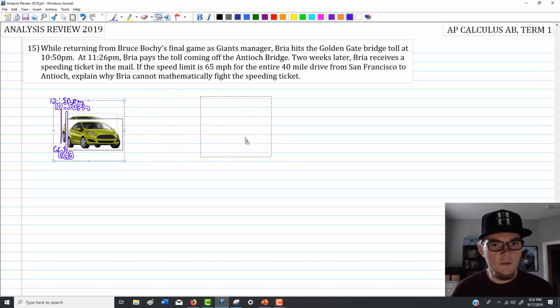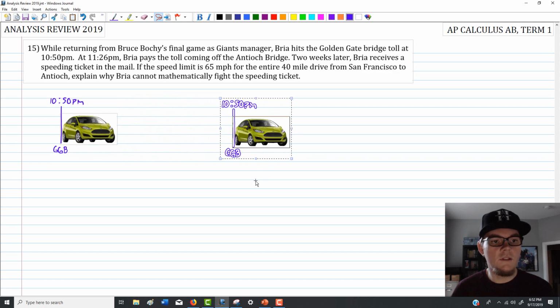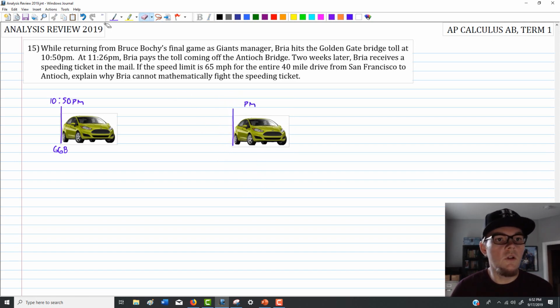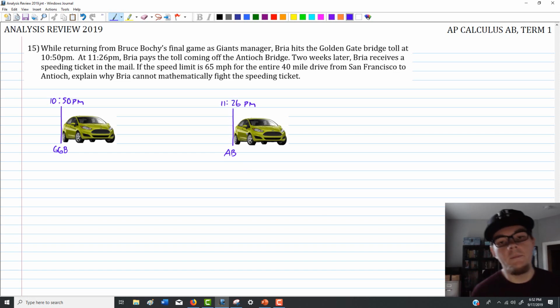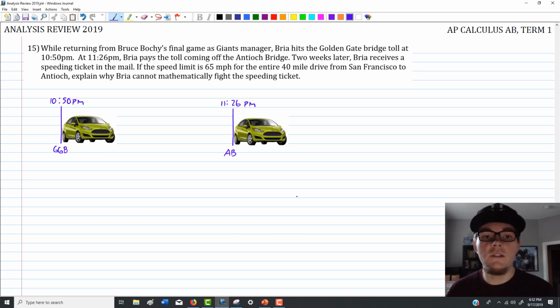So let's just go ahead and drive this over here. Go right to that far. Did I draw this correctly? I think I'm mostly at the right spot. Whatever. There we go. So in this place, though, things changed. First, she's no longer at the Golden Gate Bridge toll, but she's just leaving the Antioch Bridge toll, and her time is 11:26 p.m.